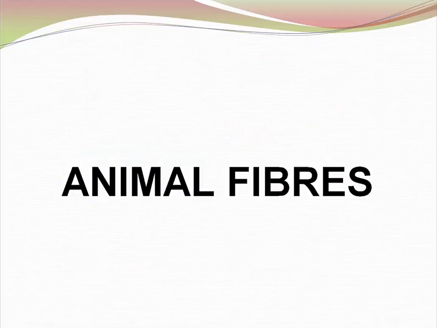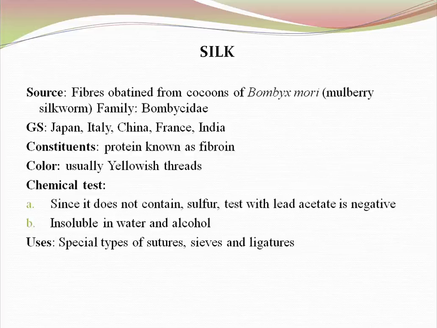Next is animal fiber. In animal fiber, we have to learn about two fibers: silk and wool. Students, everyone knows what silk is, isn't it? Silk is an animal product. It is mainly obtained from the cocoons of Bombyx mori, the mulberry silkworm, of the family Bombycidae. So what is the main chemical constituent of silk?